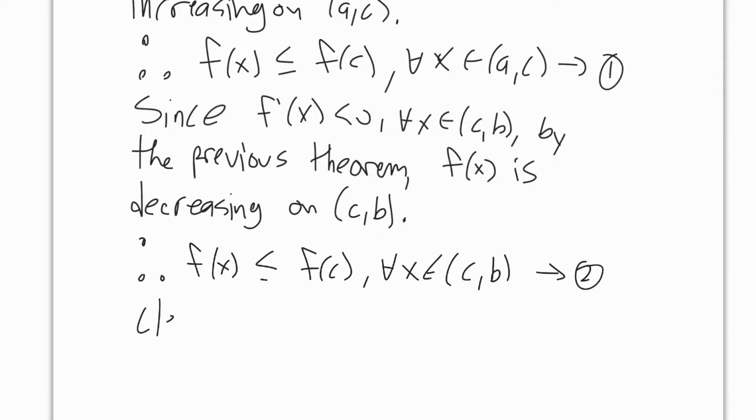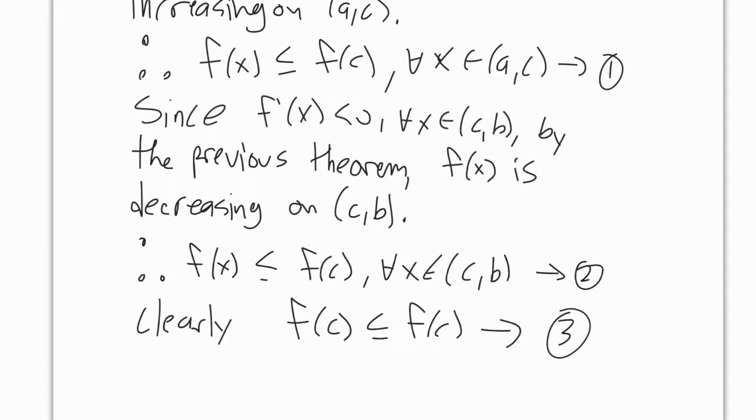Now, clearly, if you think about it, f of c is equal to f of c. So we could say f of c is less than or equal to f of c. Now we're going to call this point number 3. Now I know that f of c is equal to f of c, but I'm going to say less than or equal to because the phrase less than or equal to means that it is equal to, so this is a valid statement. It's like saying 3 is less than or equal to 3. It's true. It's equal to, so it's less than or equal to.